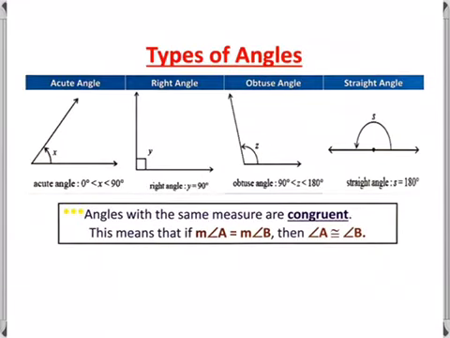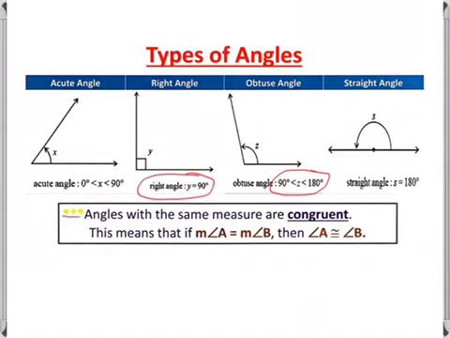Here we have the 4 types of angles. These should be fairly familiar. You learned them in middle school, and you've encountered them quite a bit throughout your mathematics career. You've got an acute angle, which is when you have an angle with a measure less than 90, but greater than 0. You have a right angle, where you have an angle measure that is equal to 90. An obtuse angle, where your angle measure is greater than 90, but less than 180. And then a straight angle is when you have an angle measure equal to 180.